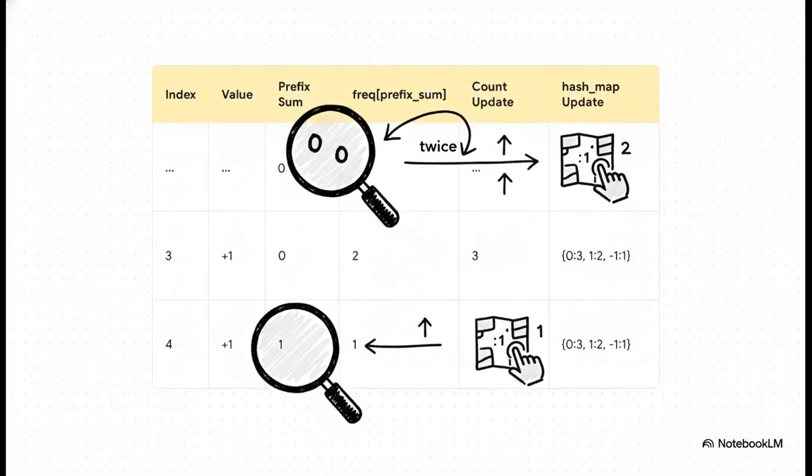Let's jump forward a bit. By the time we get to index 3, our prefix sum is back at 0 again. We look in our map. How many times have we seen a sum of 0 before? The map says twice, so we add 2 to our count, which takes it from 1 all the way to 3.